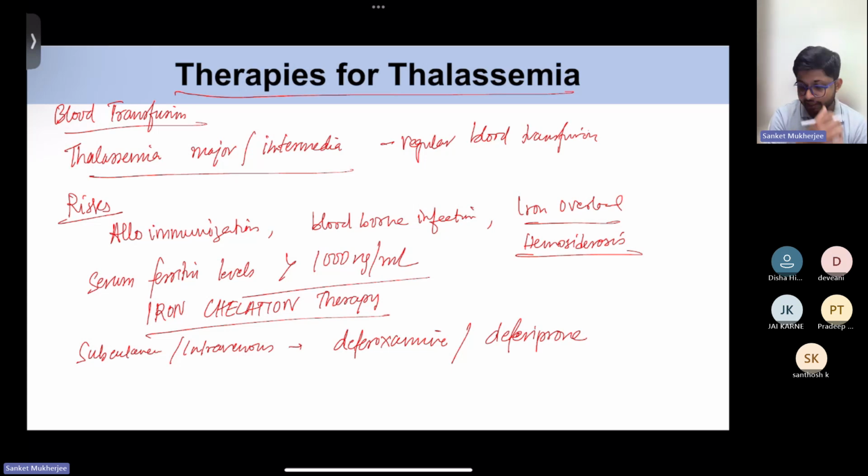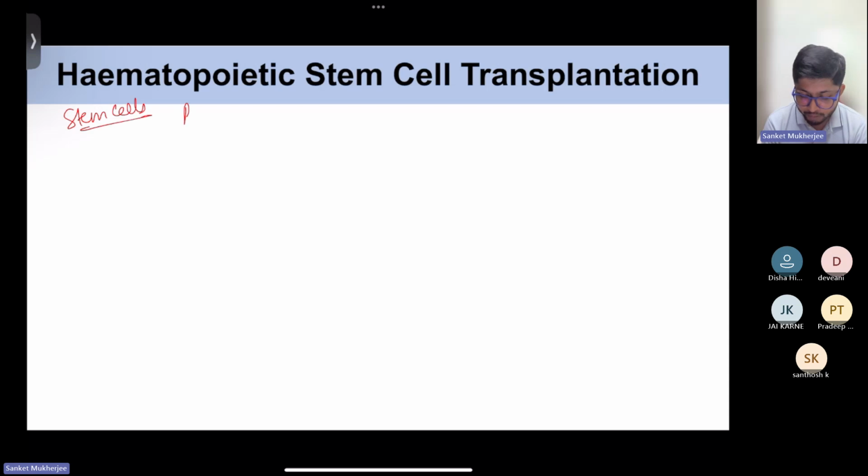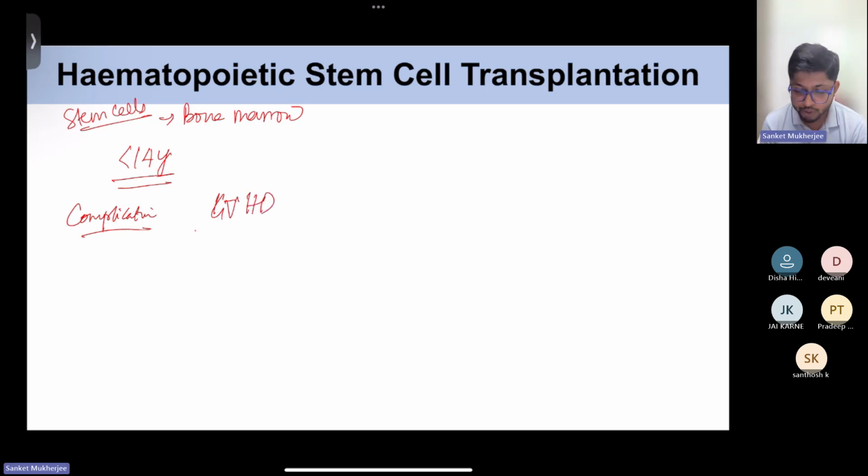Then there is hematopoietic stem cell transplantation, where stem cells from the bone marrow are taken and then transplanted from the donor to the patient, right? So that is how it is done. It substitutes ineffective erythropoietic stem cells with effective cells. Now, patients who are less than 14 years of age have a higher success rate with this treatment method. However, there could again be complications, like GVHD, that is graft versus host disease. There could be graft failure and all those kinds of things which can happen. These are some limitations of the therapy. Another complication with this is that you would require immunosuppressants.